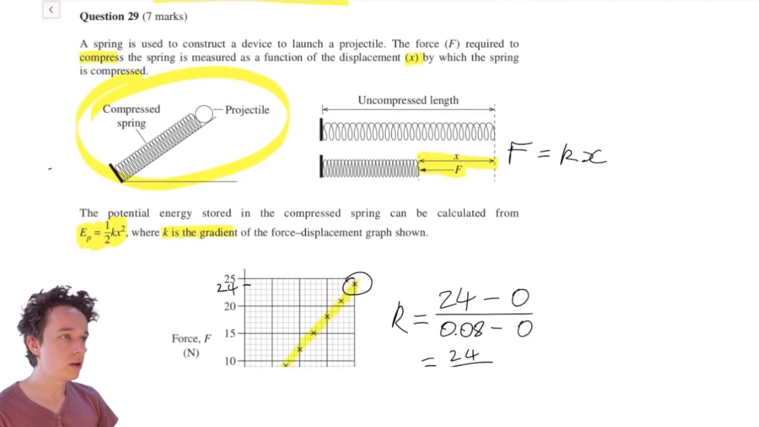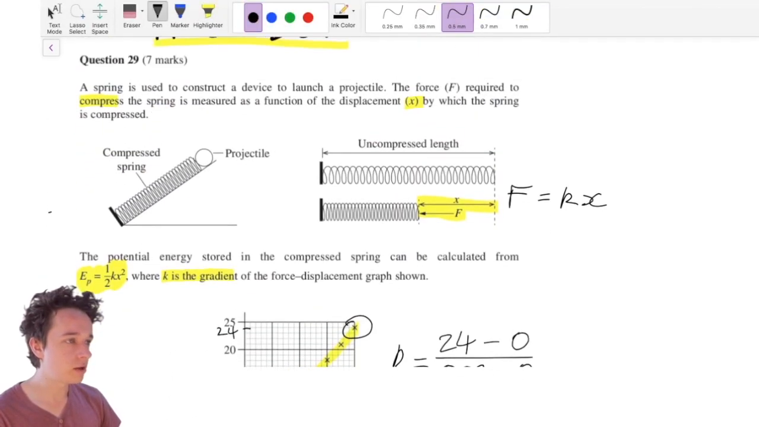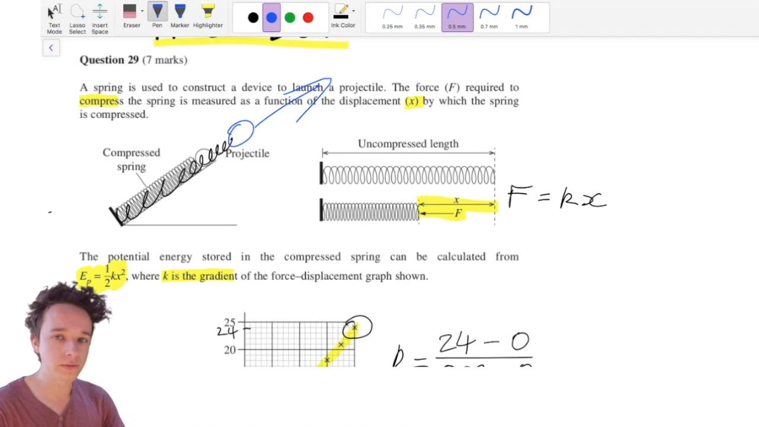Okay, so what is it asking us? Well, it's saying that we initially have a compressed spring, as we can see in this graph here, and a projectile. Once this compressed spring has been released, it's going to extend out to its uncompressed length, and the ball is going to be pushed a certain distance. It's going to have a certain velocity as it flies away from the device, and it's asking us to find the velocity of the ball as it leaves the device.